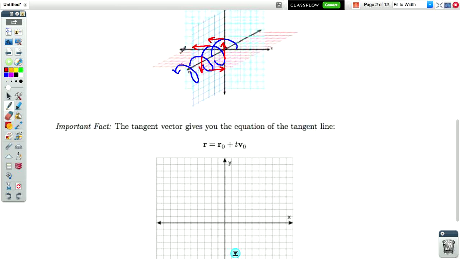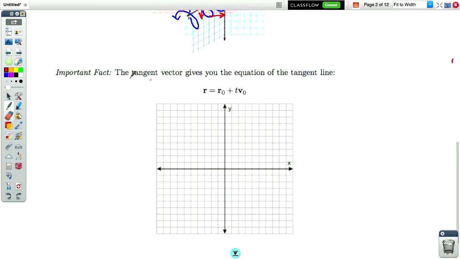Now, one thing to note here is that in regular single variable calculus, we're used to the derivative being useful because it gives us the slope of the tangent line. In this case, when we're dealing with vector valued functions, it doesn't exactly give us the tangent line, it gives us a tangent vector. It is important to note that using that tangent vector, we can still get the equation of the tangent line. We just have to do a little bit more work.